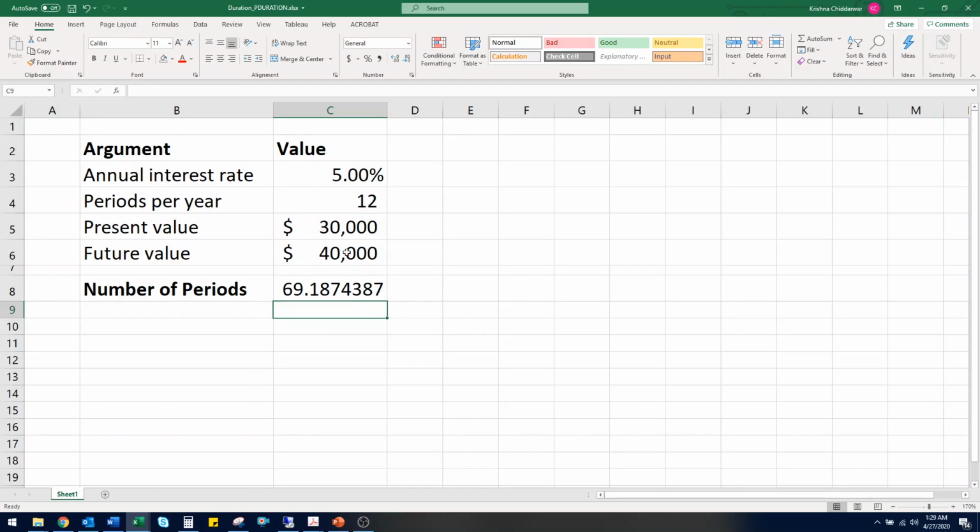And we can see that it will take 70 months, rounding up from 69.18. So in other words, just short of 6 years, which would be 70 months. So as you can see, if we make no further contributions to this investment, it will take a while to go from $30,000 to $40,000 based on the interest alone. But we can get there.